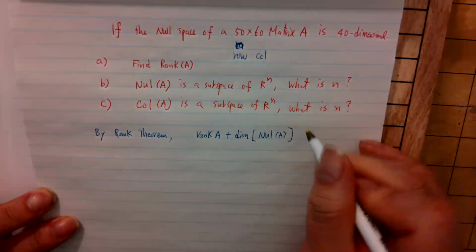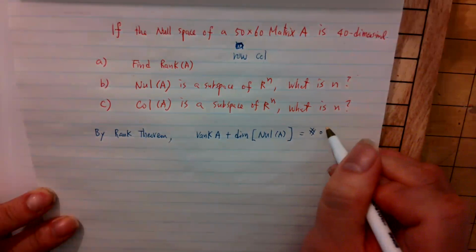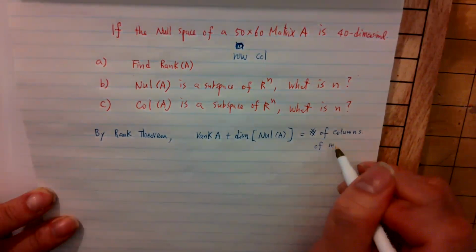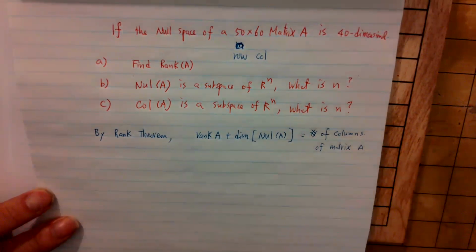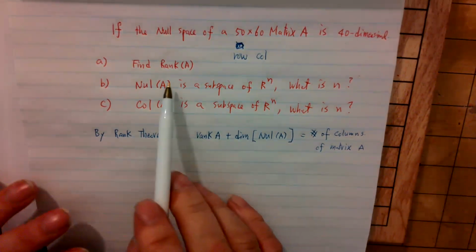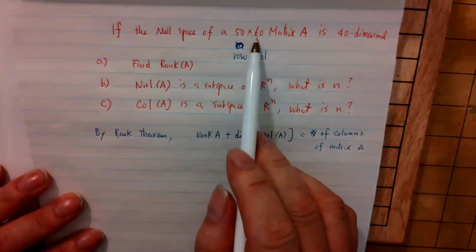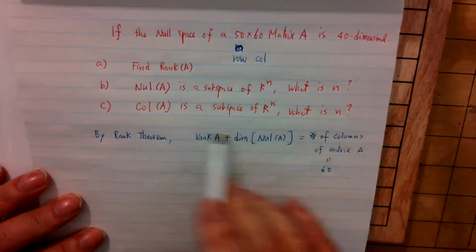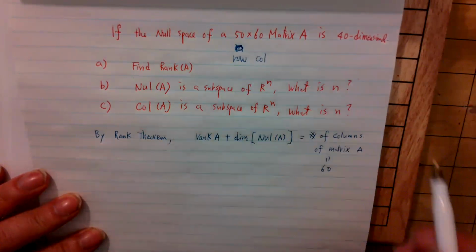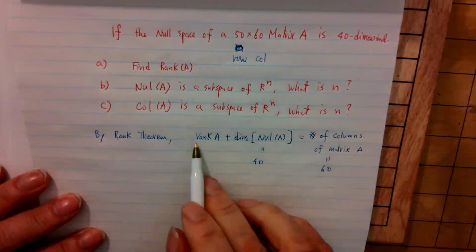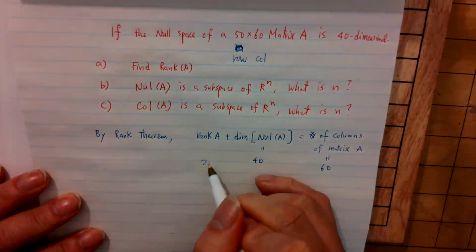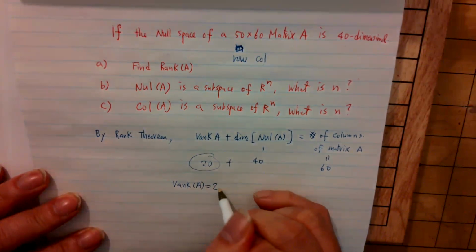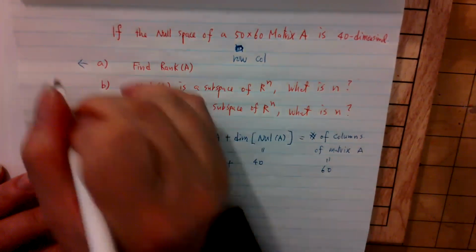should add up to what? They should add up to the number of columns of matrix A. So in this case, the number of columns of the matrix is 60. And we say the dimension of the null space is 40. So the rank of A must be 20. Okay? So you can figure out the rank of A is 20. That answers the first question. Rank of A is 20.